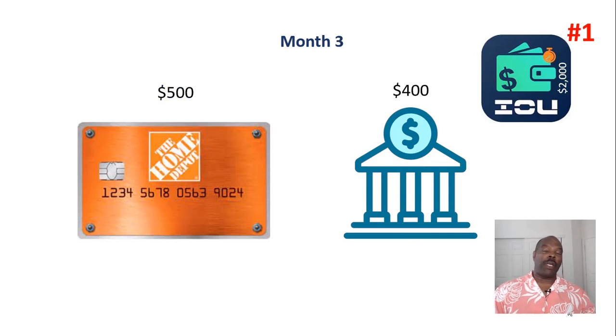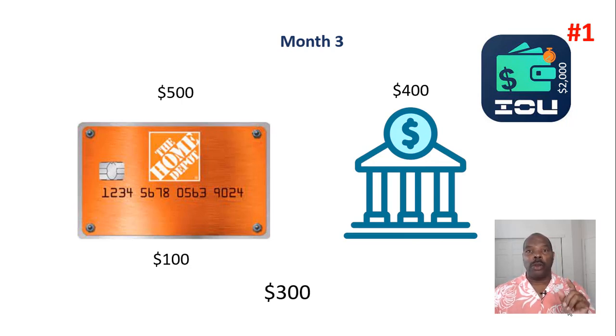Now, month number 3, where things get interesting. The rental company still pays $300 just like it had always planned, business as usual, and it puts $100 on the Home Depot card, so it pays the $500 balance down to $400. And then it puts the other $200 of the contribution towards the savings account to pay on that loan. So that balance goes from $400 up to $600.